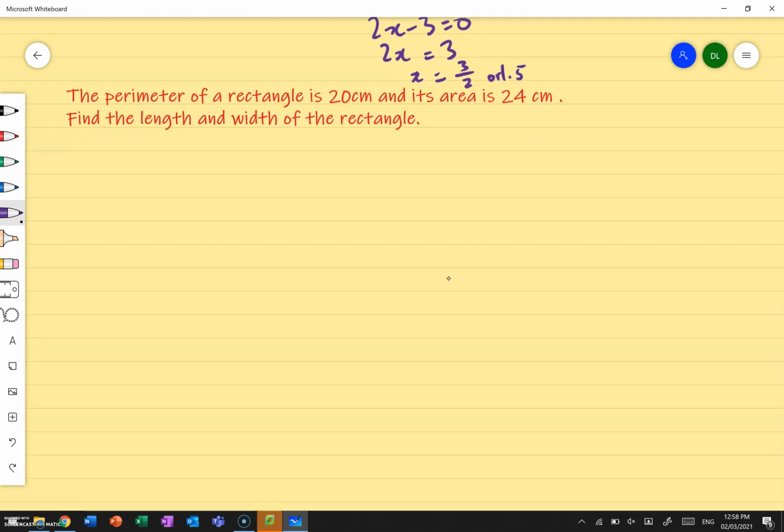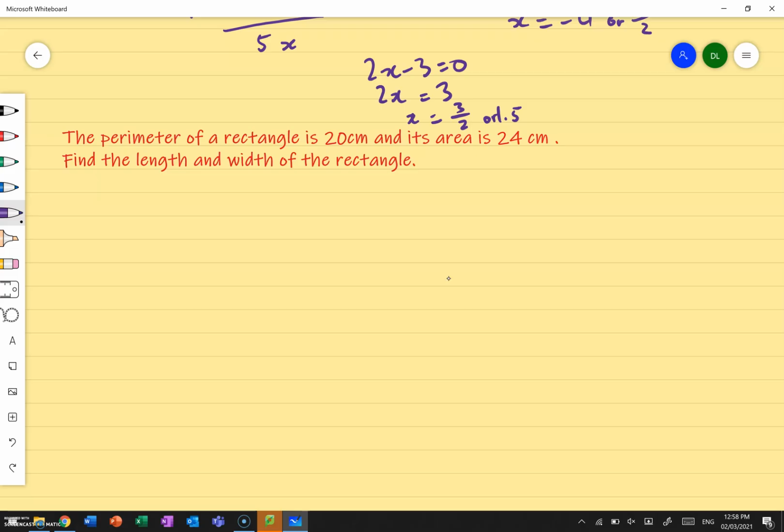And finally, we're going to look at it in practice. What happens if I try to apply it? So the perimeter of a rectangle is 20 centimeters and its area is 24. Find the length and width of the rectangle.